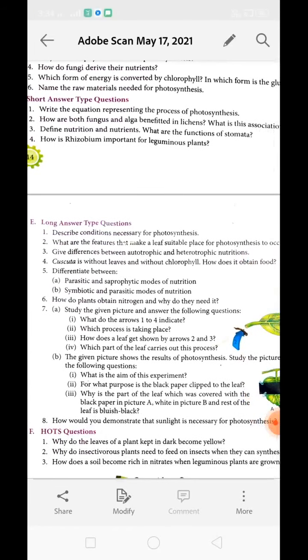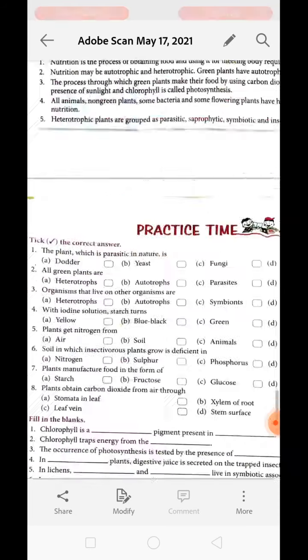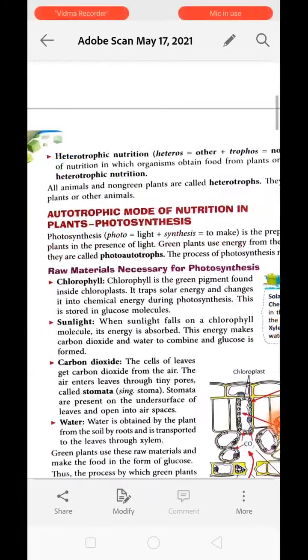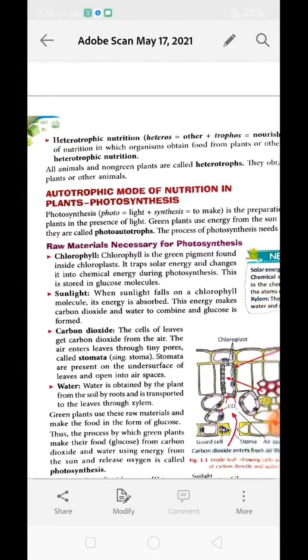E1. Describe conditions necessary for photosynthesis. The conditions necessary for photosynthesis are: first, presence of chlorophyll. Then you will write about chlorophyll. Chlorophyll is a green pigment found inside the chloroplast. It traps solar energy and changes it into chemical energy during photosynthesis. Then next is sunlight. When sunlight falls on the chlorophyll molecule, its energy is absorbed.